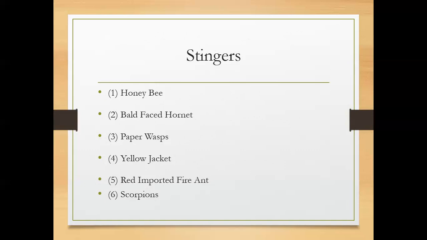There are different types of stingers. These are honeybee, bald-faced hornet. This is a kind of big type of insect. Okay, paper wasps, these are wasps. Yellow jacket, these are also a type of wasp. Red imported fire ant, and scorpions.